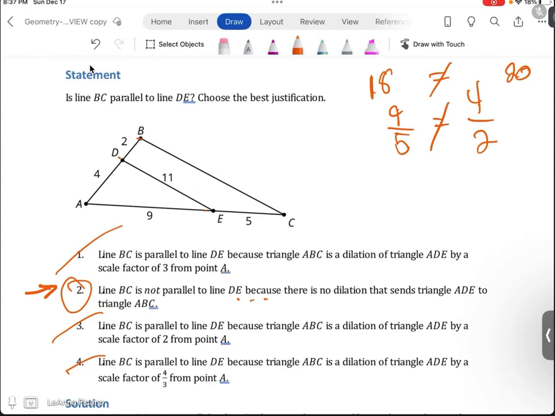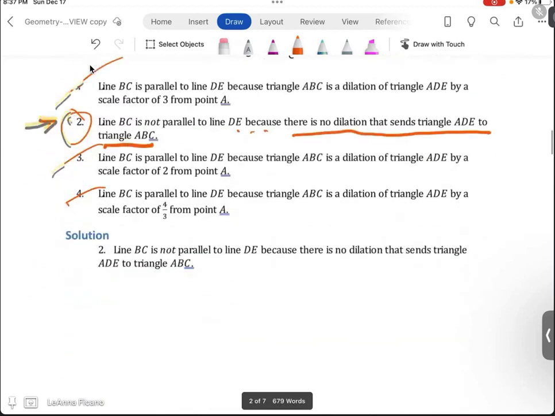So, I'm just going to read it all. BC is not parallel to line DE because there is no dilation that sends triangle ADE to triangle ABC. And that's true. There's no dilation. There's no proportional relationship, right? These triangles are not similar. Okay, so let's move on to number 3.